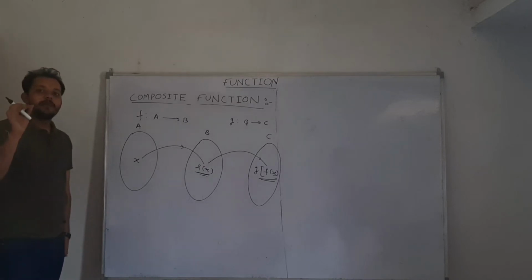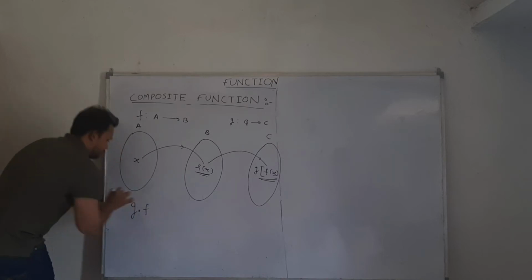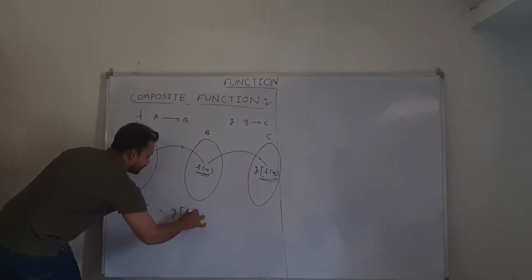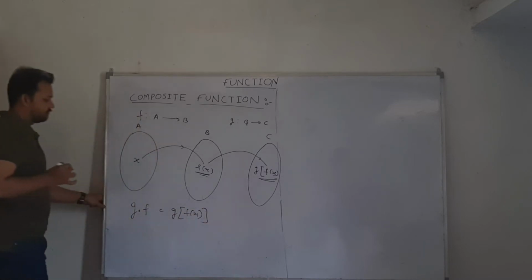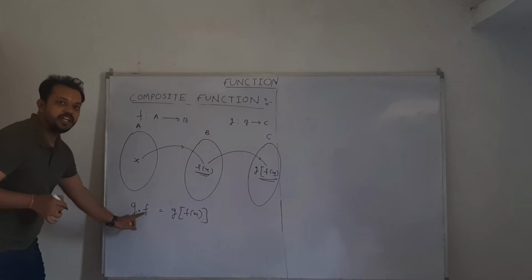We represent a composite function as g o f. g o f means g of f(x). This is the representation of a composite function g o f.